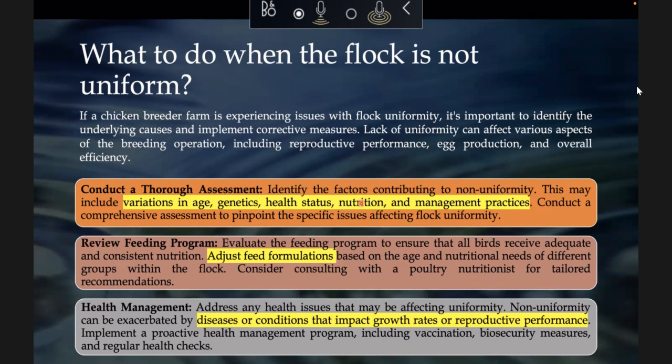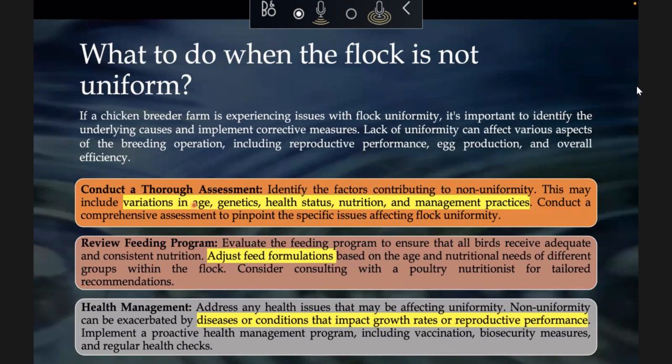Then their health status also may affect it. For example, some of the birds are not getting good access to feed, and they are not getting access to water. Maybe the water trough or the water nipple is jammed somehow, or there is bacterial contamination. So on that spot the birds will not be in a good health status. That will also affect the uniformity of the sheds.